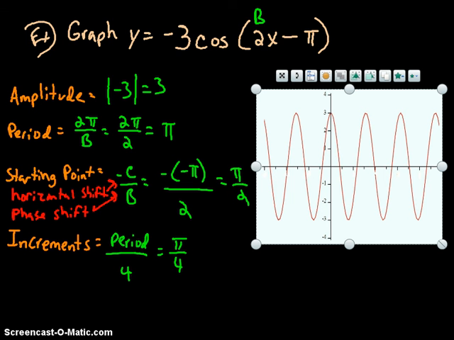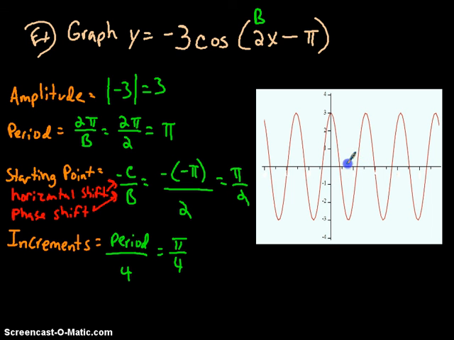My tick marks are not exactly where they should be. So this would be the starting point. This would be an intercept. This would be a maximum, because that's where the maximum is. And this would be another intercept. And this would be where the one period ends.